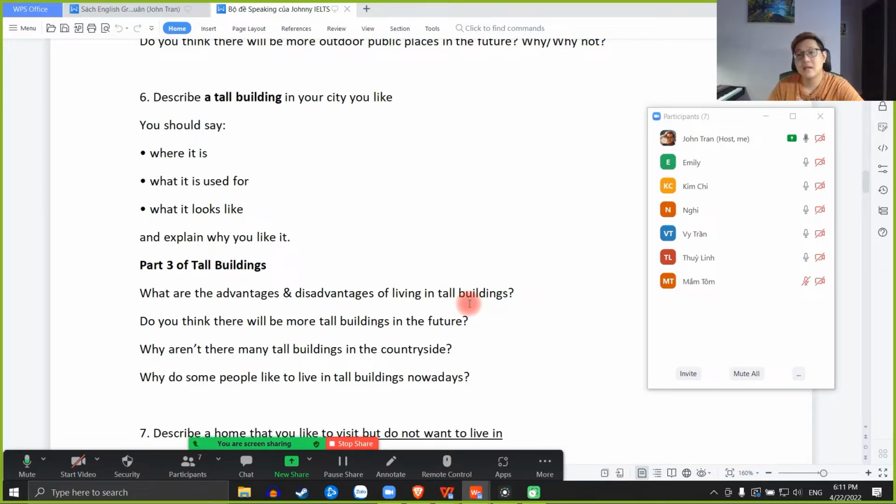And you need to try to make your answer as long as possible. Try to give some examples not related to your own opinion, your own experience, because part three is not about yourself. So do not give examples about yourself. Give examples from somewhere in the news, on TV, on the internet that you have read before.